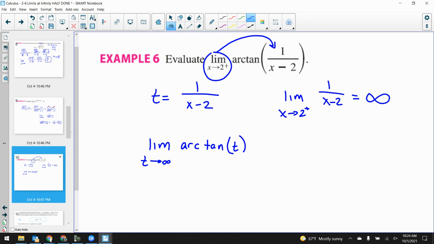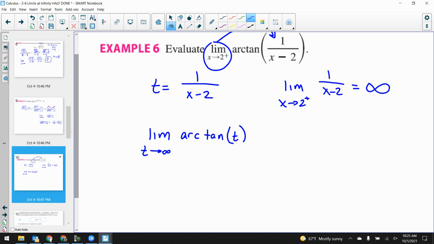So now I can directly substitute in. Now I'm not going to find the limit as x goes to 2, but as t goes to infinity. I'm replacing the variable now: the limit as t goes to infinity of arctangent of t. See, I've already evaluated that piece on the inside to call it t. Okay, well, let's evaluate that.